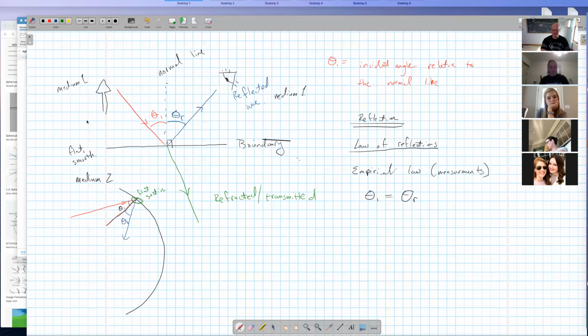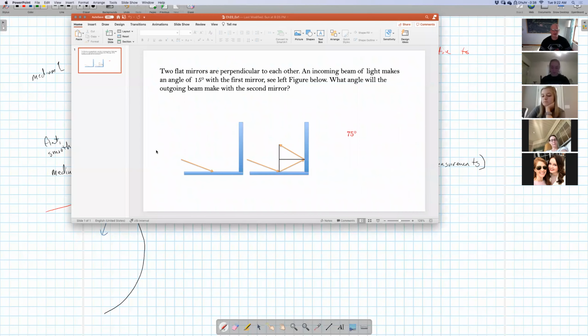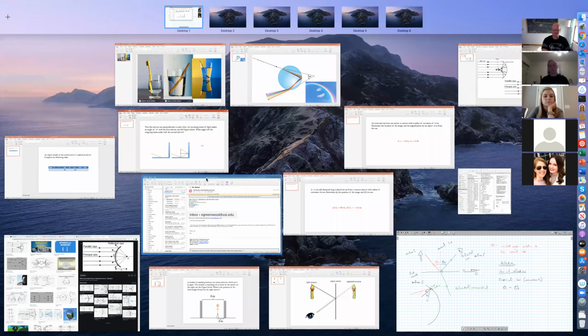So good, so let's use this and let's do an example. So this example says that we have two flat mirrors which are perpendicular to each other. An incoming beam of light makes an angle of 15 degrees with the first mirror. So that's this angle down here. So this is 15 degrees. And it wants to know what is then the angle, this angle here, at which it comes off of the second mirror. Okay, so this is our first thing we want to look at.